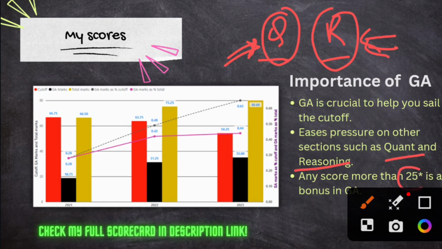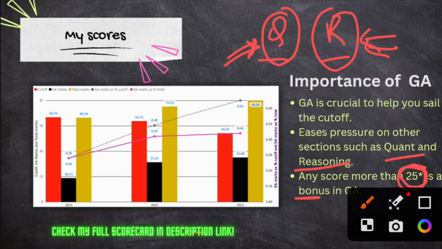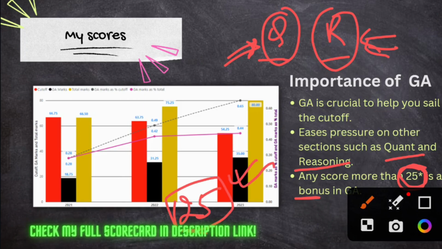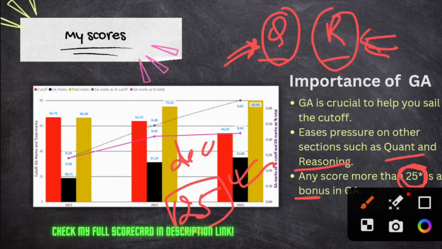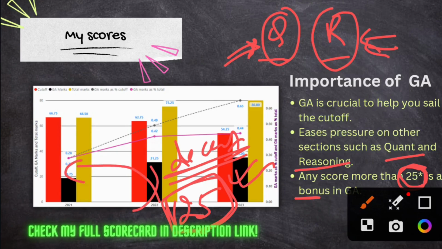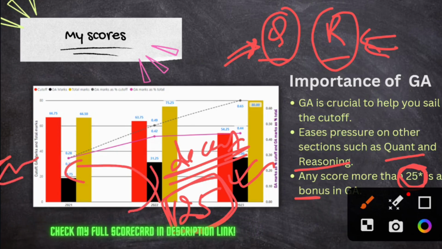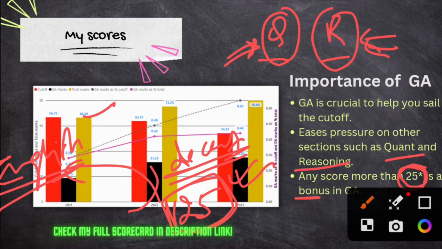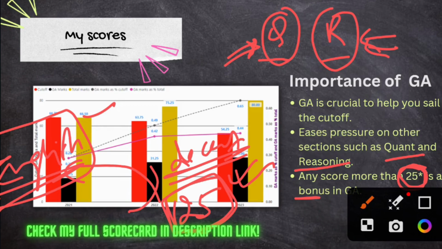And here I have said any score more than 25 is a bonus. I have marked it with a star because it is difficult to give one particular number, but based on the previous two to three year trends, this is a decent score in my opinion. It will help you in other sections, provided there is one more section in which you are very good. For example, English is another scoring section. We'll discuss English in detail in our next video most probably, but for now we are sticking to GA.